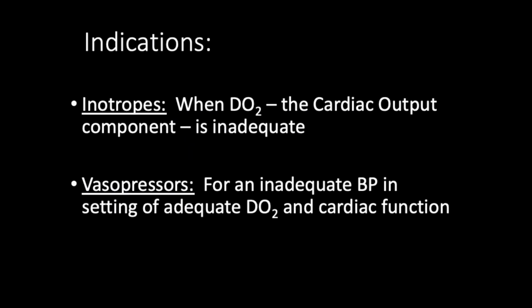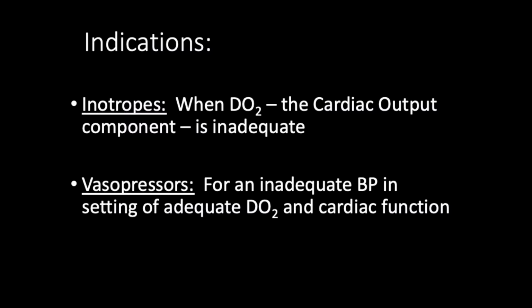So specifically, an inotrope would be used in a situation where the DO2, or oxygen delivery, and specifically the cardiac output component as opposed to the blood and hemoglobin component, is inadequate. In this case, you need more oxygen delivery. You need to boost up your heart function. And the implication here is you've already given some fluid, and that's not doing the trick.